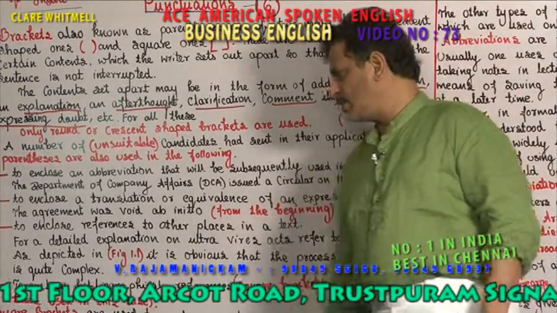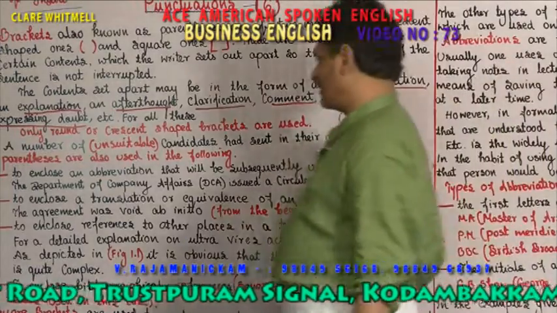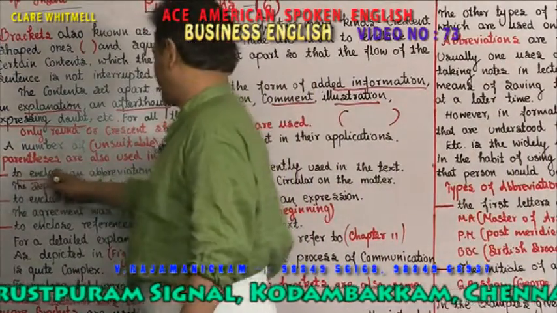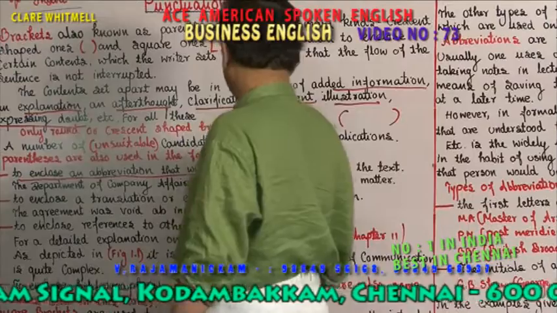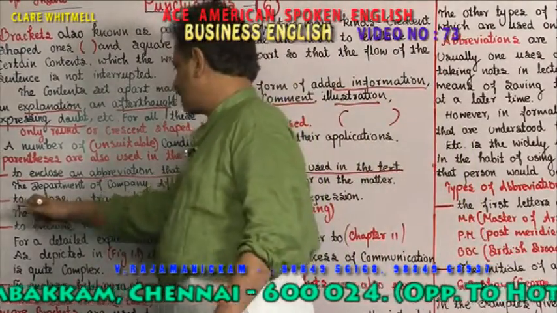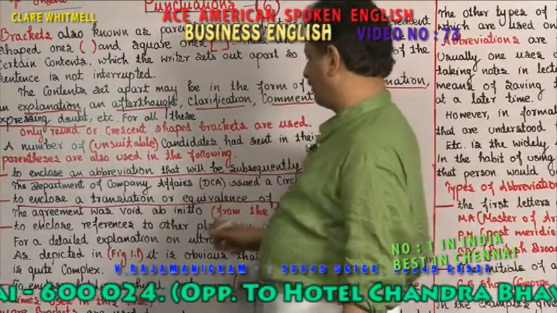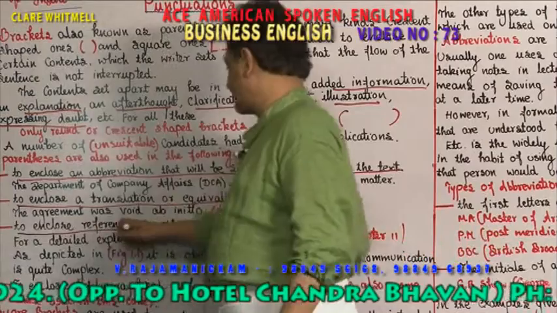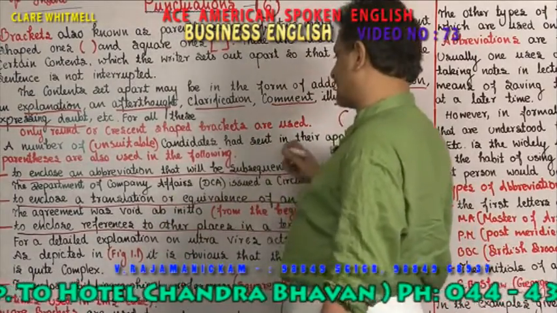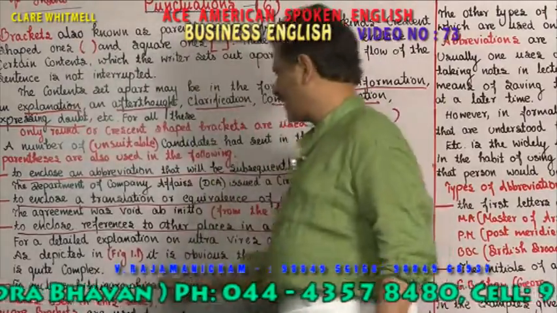So, to enclose references you are using brackets. Number one, to enclose an abbreviation that will be subsequently used in the text. Number two, to enclose a translation or equivalence of an expression. Number three, to enclose references to other places in a text, right. Then to enclose bibliographical reference.